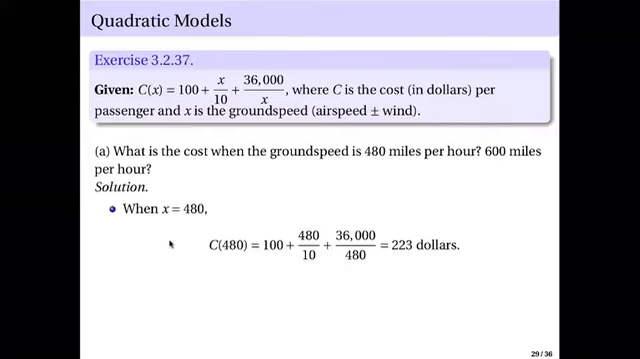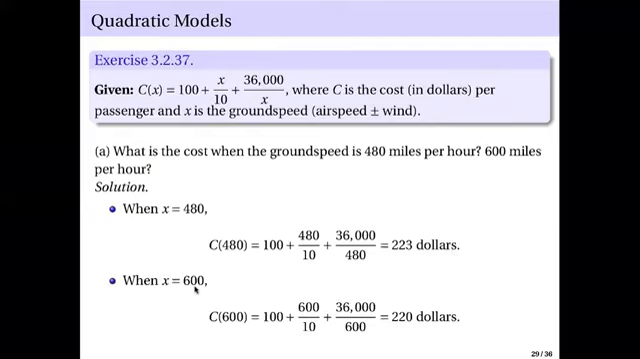So if we do that, when x equals 480, cost is roughly $223. And when x equals 600, cost is roughly $220. Questions?